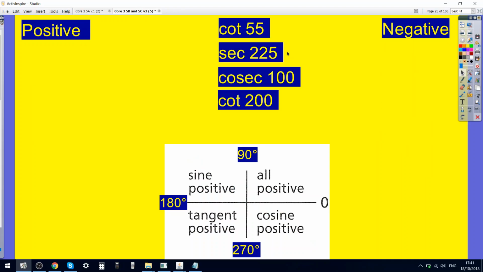Okay. Cot 55. So 1 over tan 55. Yeah, so this will follow the same thing as tan, because if one fraction is negative and you flip it, it's still going to be negative. So it'd be positive. Yeah, positive. Go on. That is cosine 225. So it would be from 180 to 270, and then it'd be negative. Yep.